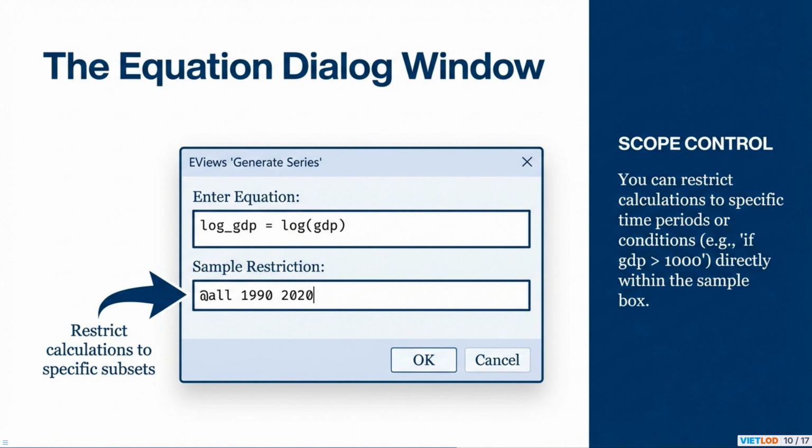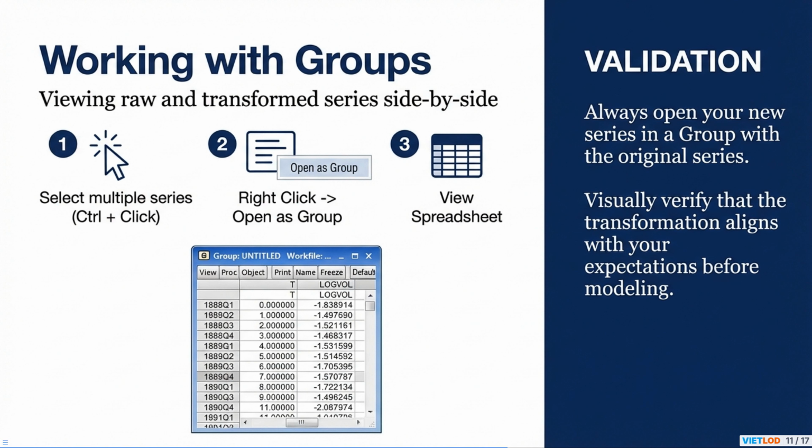A very powerful feature is the Sample Restriction box. This allows you to control the scope of your calculation. You can restrict the transformation to a specific time period, for example, by typing @all 1990-2020 to apply it only to data from 1990 to 2020. You can also apply conditional logic. For instance, using an if condition like if GDP greater than 1,000 would perform the calculation only for observations where GDP exceeds 1,000.